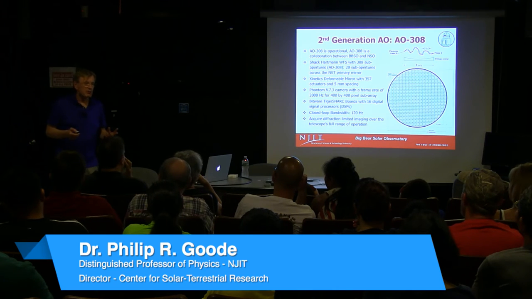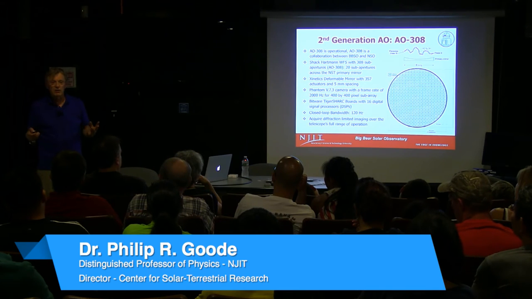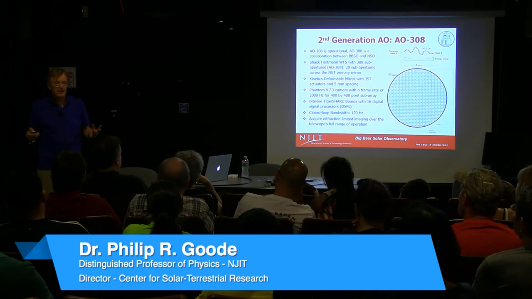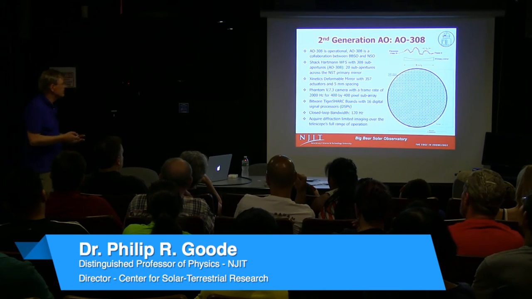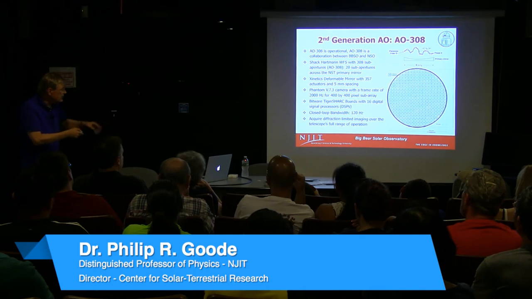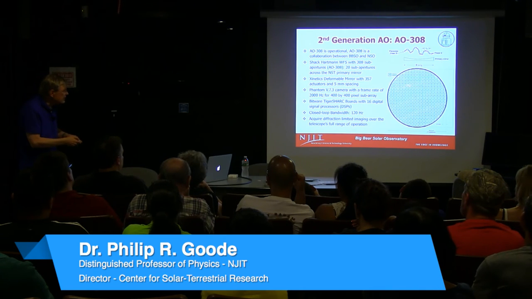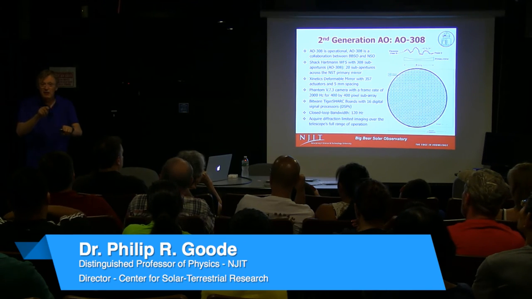We have a camera that takes a picture of the wavefront. It's 400 frames by 400 frames. It takes 2,000 frames a second. So it's like drinking from a fire hose. And now those signals have to go to each of these little boxes and tell a little piston to push and change the shape of the mirror.